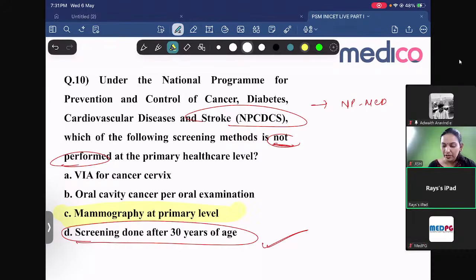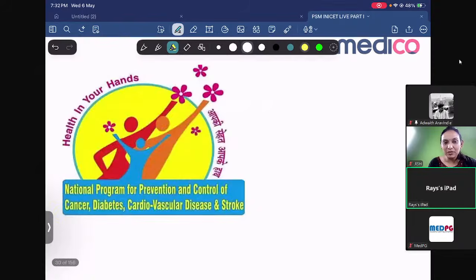What is this? This is a logo for your NP-NCD. Again, it's an old image. NPCDCS is written here, but the new name is NP-NCD, National Program for Non-Communicable Diseases. All national logos are important. You know all the NP-NCD.